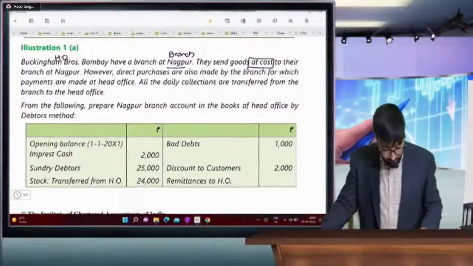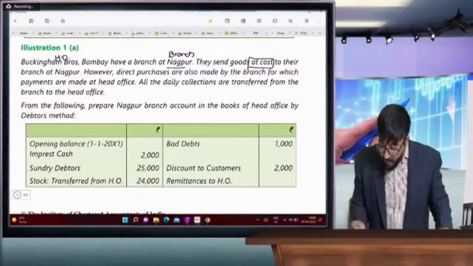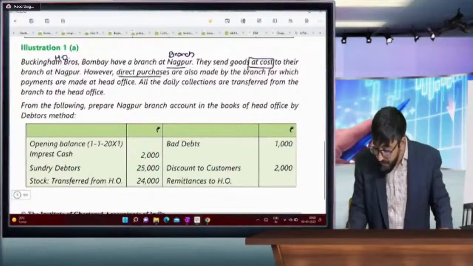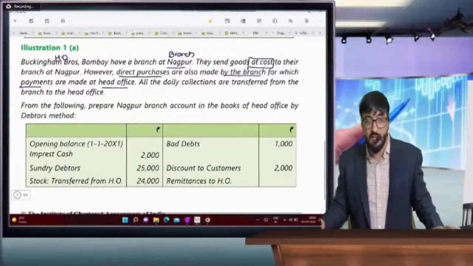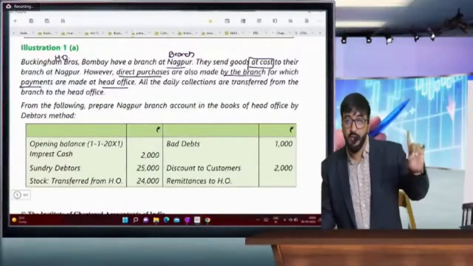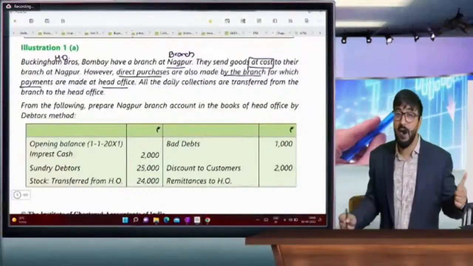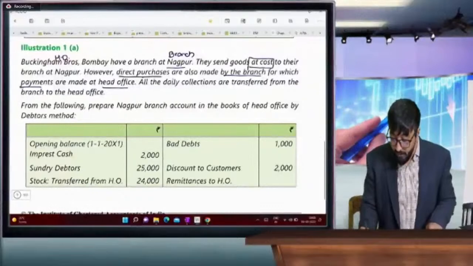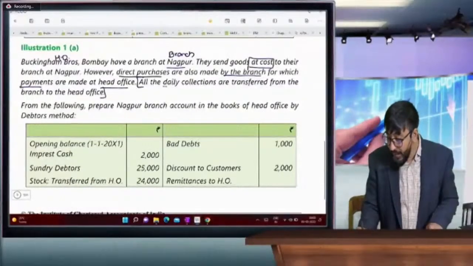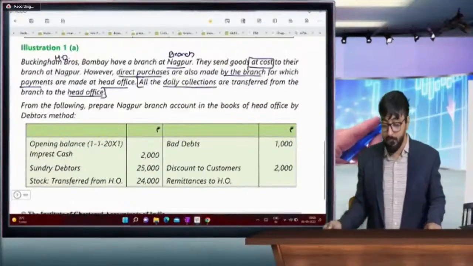Yes. So underline at cost. Direct purchases are made by branch and payments by head office. Sir, we know this concept, direct purchases, because Sanket already taught us this in the journal entry, that direct purchases are made by branch and payment made by head office. Yes. Now, a very, very important line: all daily collections are transferred to head office.